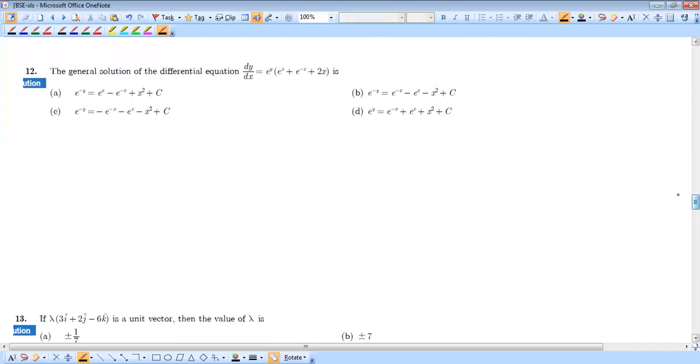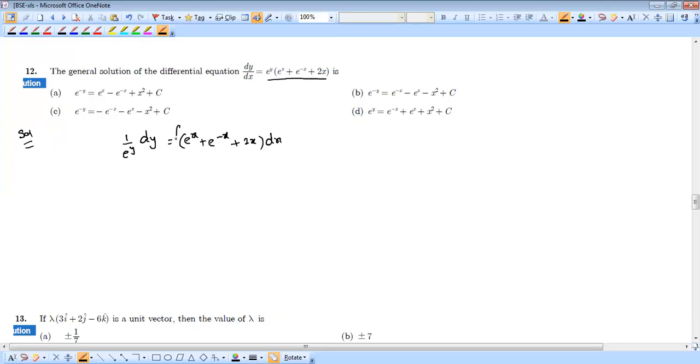So option B is the right answer. Next question. The general solution of the differential equation dy by dx is equal to e power y into (e power x plus e power minus x plus 2x). This is also the same thing, the variable separable method. I am carrying the e power y to this side, so it becomes 1 by e power y, and (e power x plus e power minus x plus 2x) into dx.